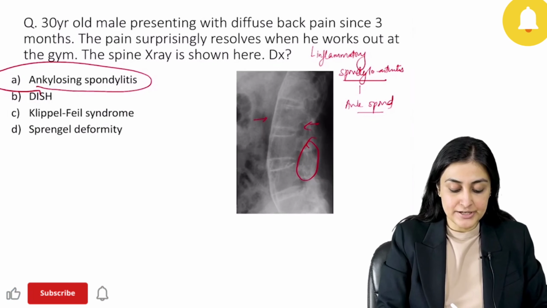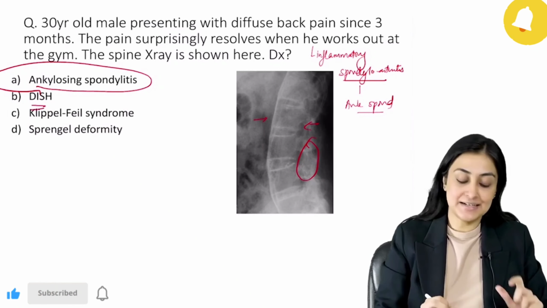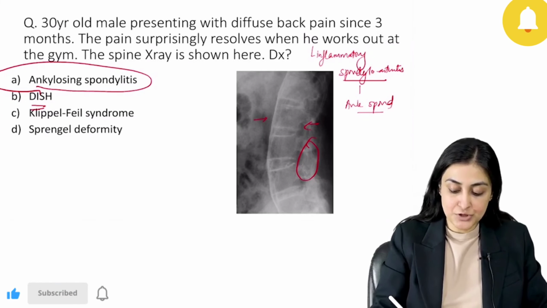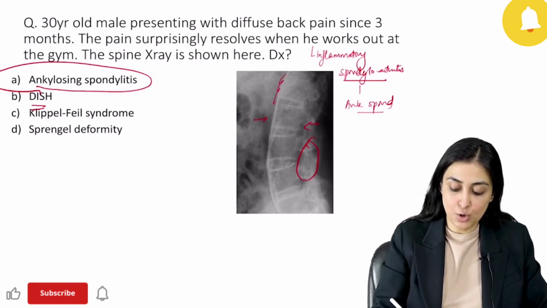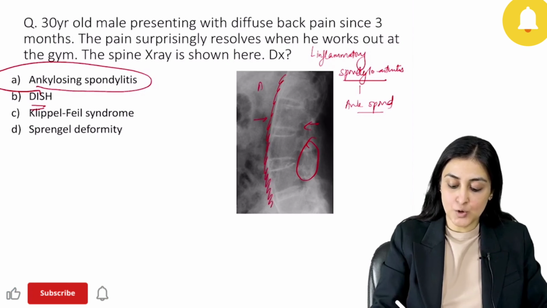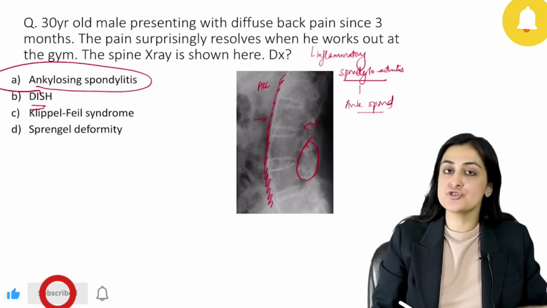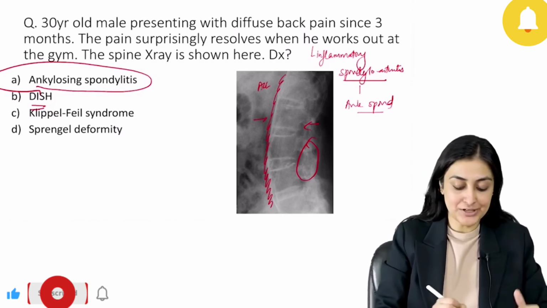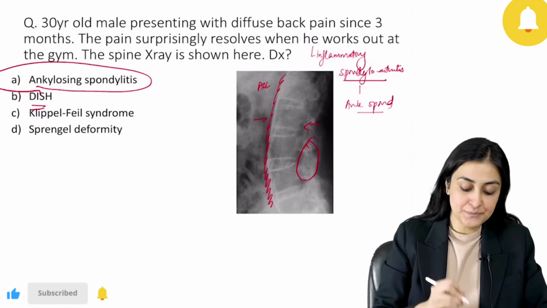Just a quick word, DISH, as we have studied in our detailed lectures, remember diffuse idiopathic skeletal hyperostosis, you would have new bone formation along the ALL. So you will have this thick flowing ossification along the ALL, anterior longitudinal ligament, which looks like candle wax which is dripping. Alright, so that is the appearance you see in DISH.